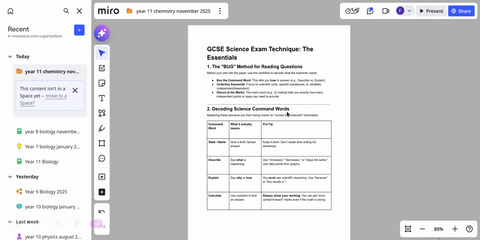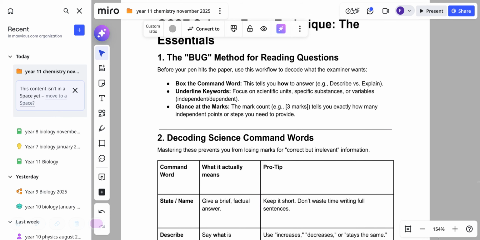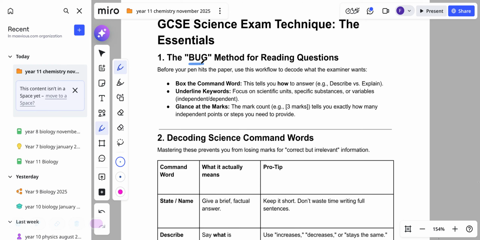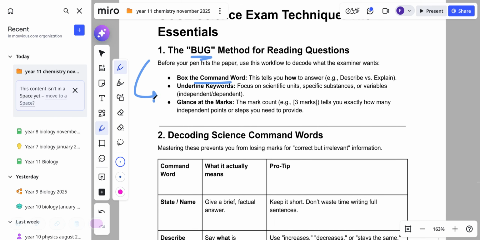And what we're going to do is have a look at, and I say this a lot, underline your keywords and what that actually means. So we start off with a method called the BUG method. And as trivial as it sounds, the average student loses about 20% of their marks because they haven't read their questions properly. So box the command word. This is really important, and I'm going to show you what the command words mean. Underline your keywords. Focus on scientific units.